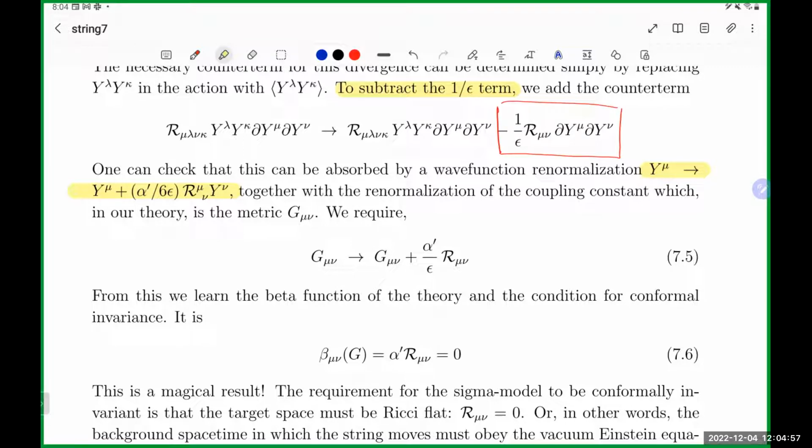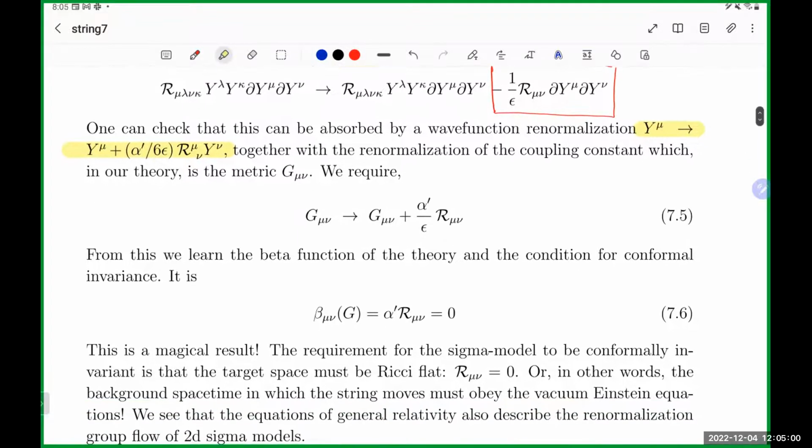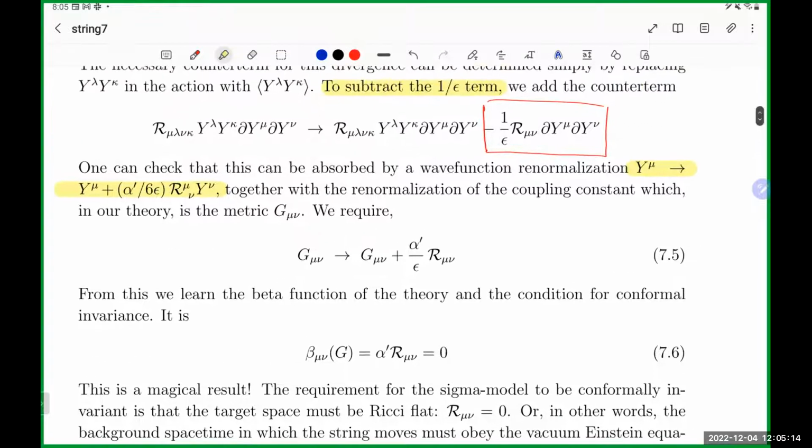There's nothing else here except that when you do this wave function renormalization, from y mu to y mu plus R mu nu y nu, you also want your coupling, your chi mu nu, to scale with 1 over epsilon coming. This is the origin of this guy. Again, you're scaling chi mu nu with R mu nu, exactly as in the wave function renormalization, when y mu is shifted to y mu plus alpha prime over epsilon R mu nu y nu. Same thing for the coupling, again, wave function renormalization.